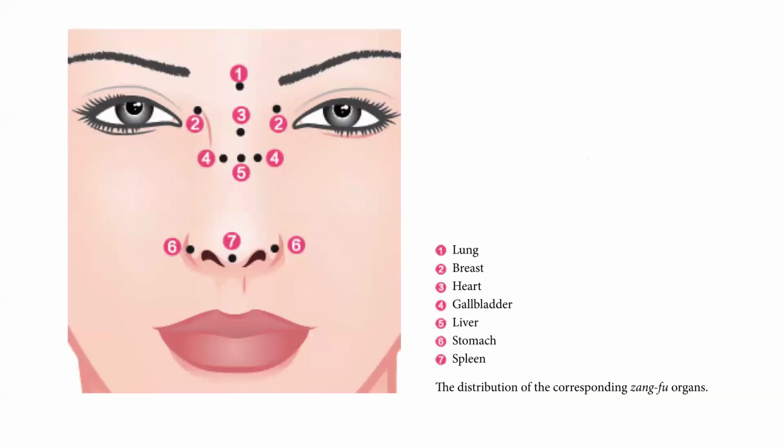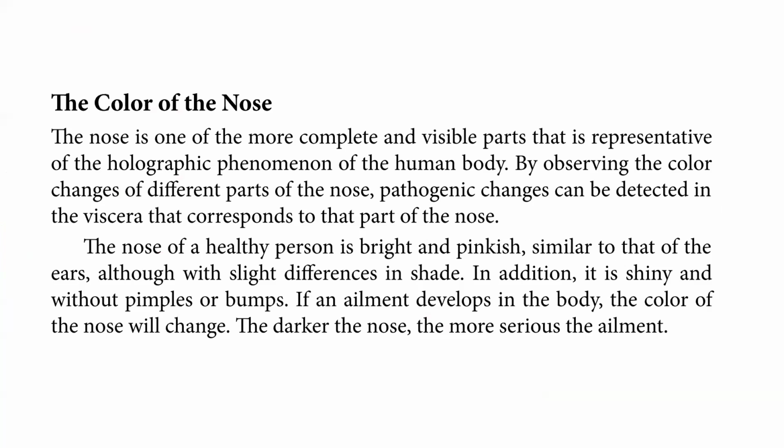In this diagram, we see the points on the face where the lung, the breast, the heart, the gallbladder, the liver, stomach, and spleen are all pointed to the distribution of the corresponding Zhangfu organs.